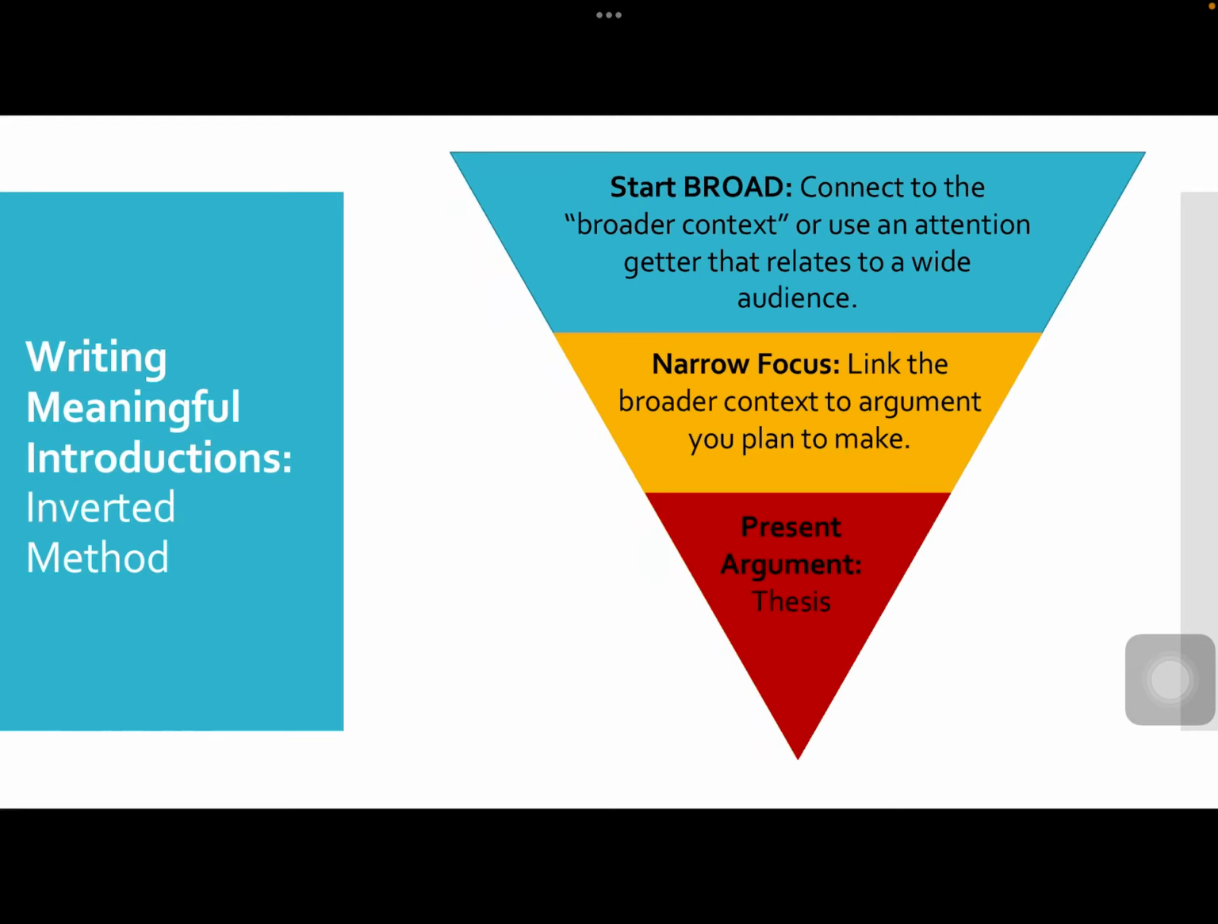So when I say inverted method, that's what I mean by this upside down triangle. We start really big and broad and then narrow until we get to the really specific part, which is your thesis and your argument.